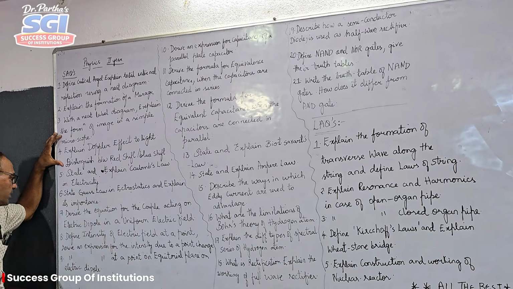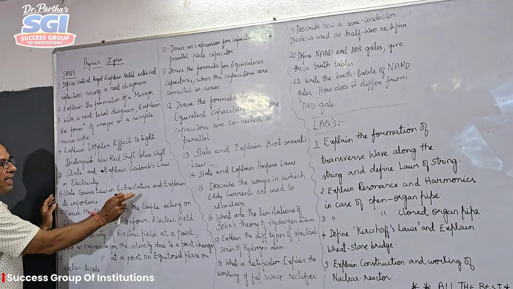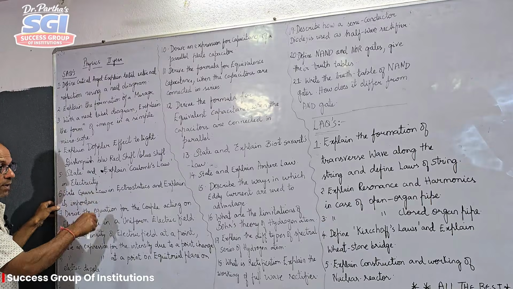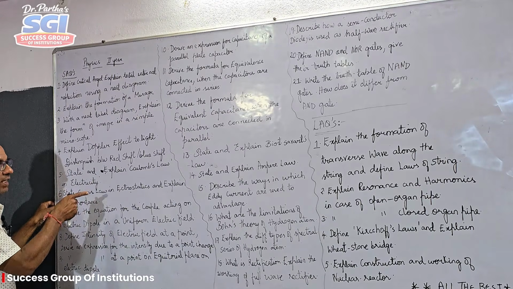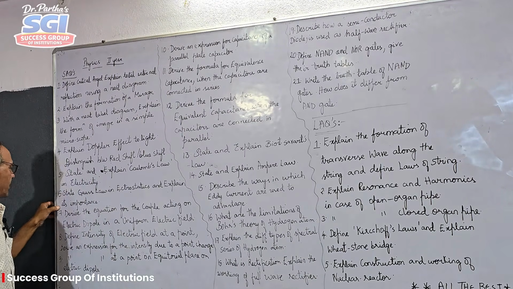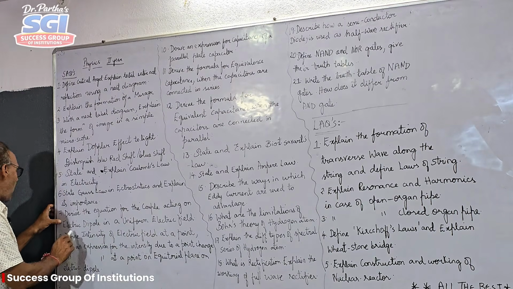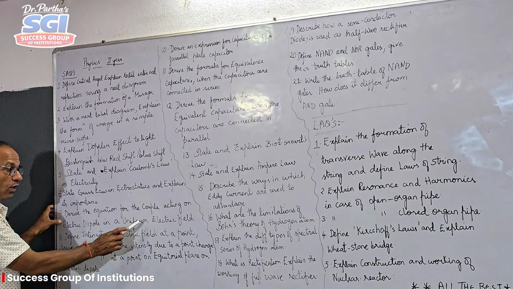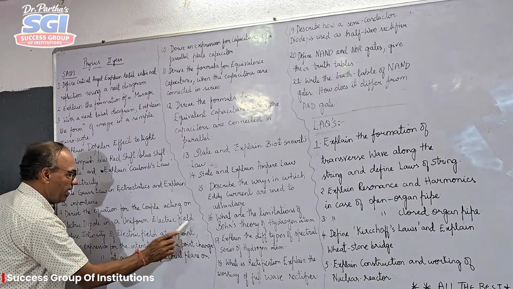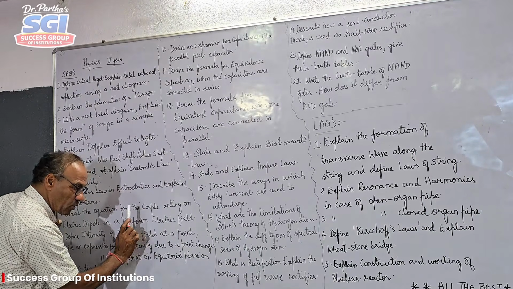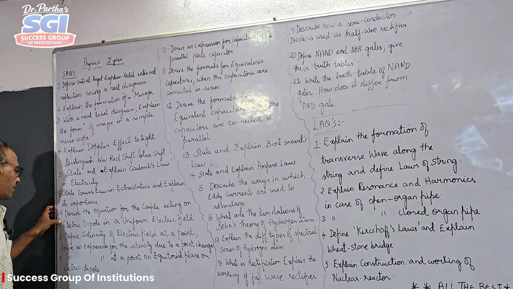Sixth question, state Gauss law in electrostatics, and you have to explain the importance of this Gauss law in static electricity. Seventh question is derive the equation for the couple on an electric dipole in a uniform external electric field. Here "external" is not written, but you must know it is in a uniform external electric field.